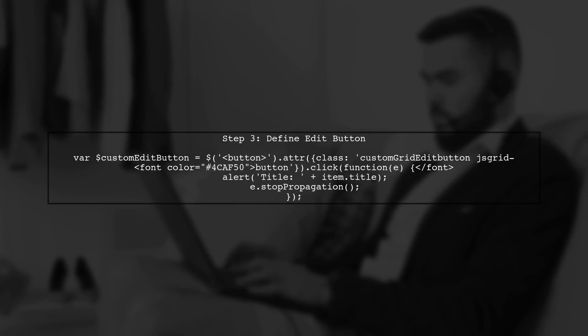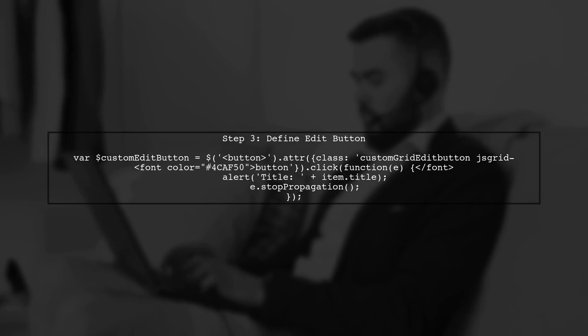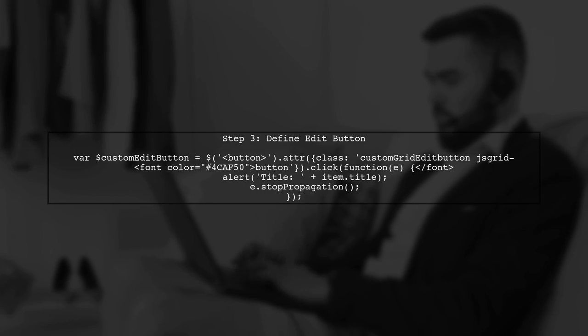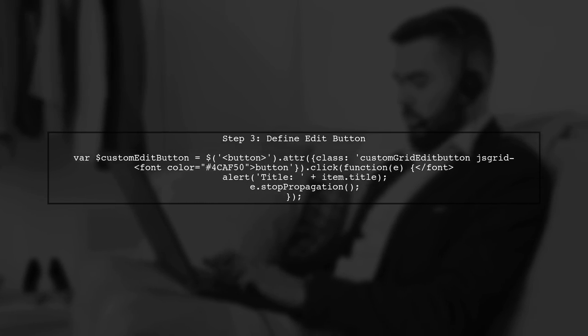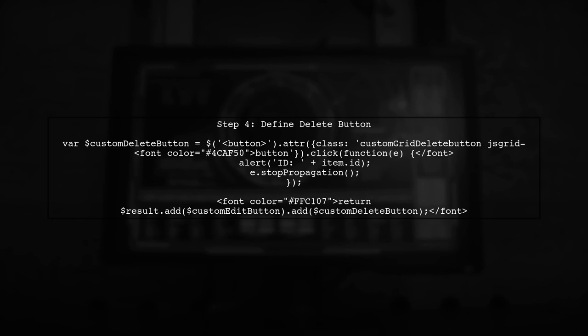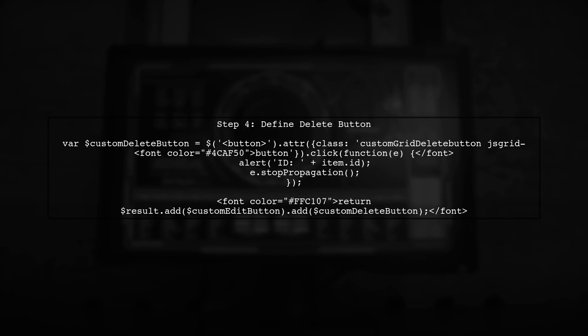For the custom edit button, we will use jQuery to create a button element, set its class, and define a click event that alerts the item's title. Similarly, we will create the delete button with its own click event that alerts the item's ID. Finally, we will return both buttons along with the default controls.